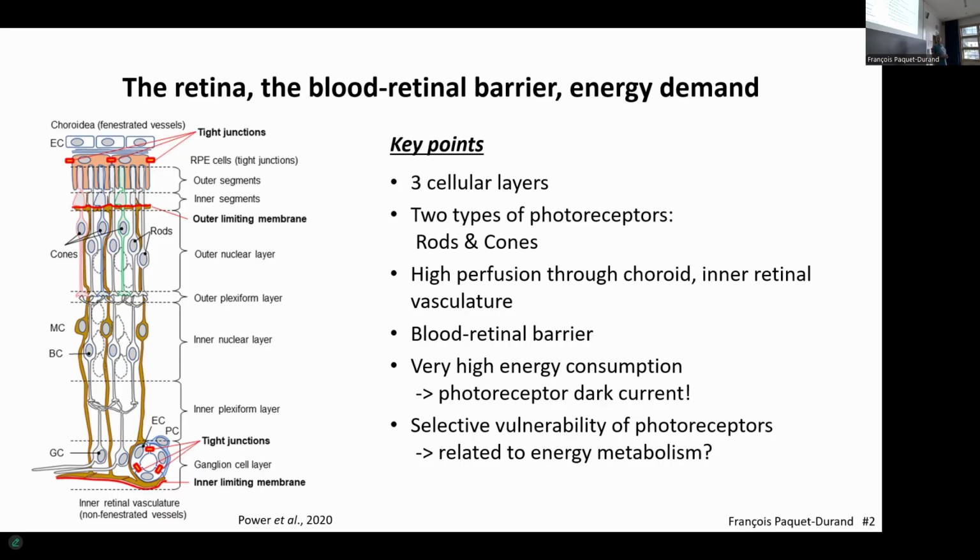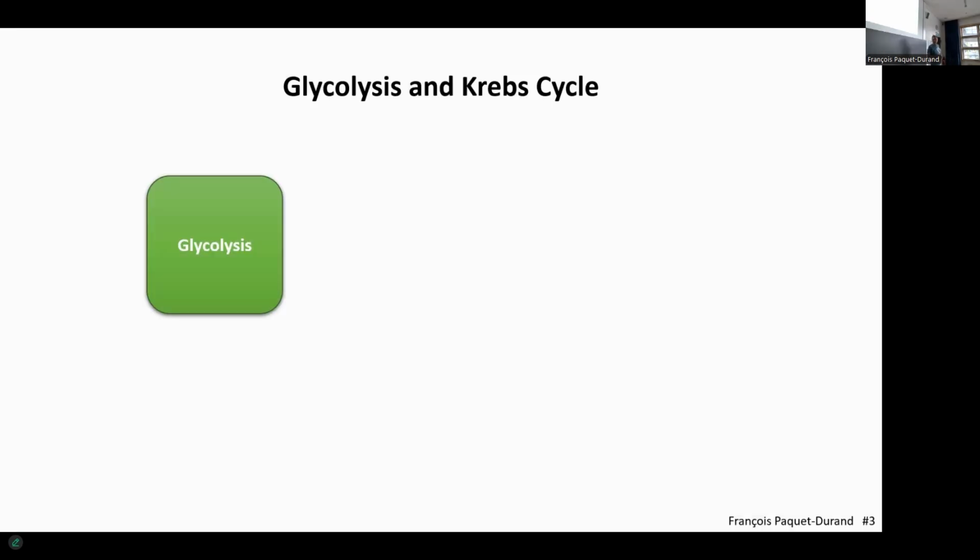Okay, so now I would like to have a brief recap of some general biochemistry, glycolysis and the Krebs cycle. Glycolysis, just very briefly, splits glucose, a 6-carbon molecule, into 2 pyruvate molecules, each having 3 carbon atoms. That liberates a little bit of energy in the form of 2 ATP molecules and also 2 NADH molecules, reducing equivalents. So that's textbook knowledge.